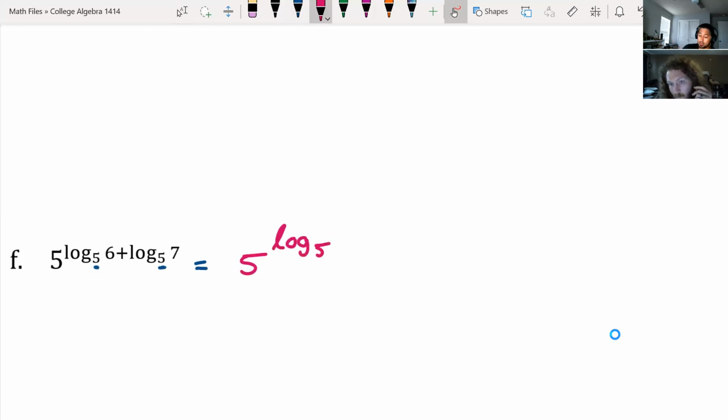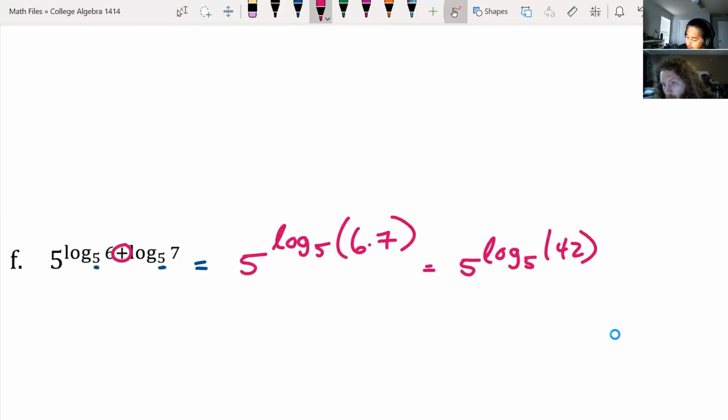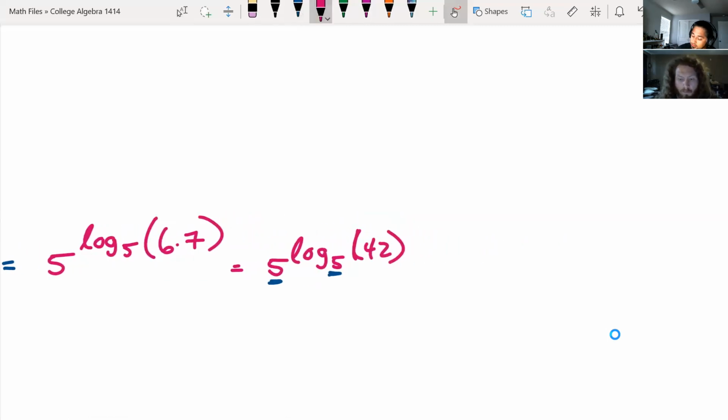So they have the same base. They're held together by addition. So we're going to put them back together as a product. So you're going to get log base 5 of 6 times 7. This will give us 5 to the log base 5 of 42. Now, this base of 5 and that log base of 5, they are the same, they will cancel, and they will leave you with just the value inside the log, which is 42.